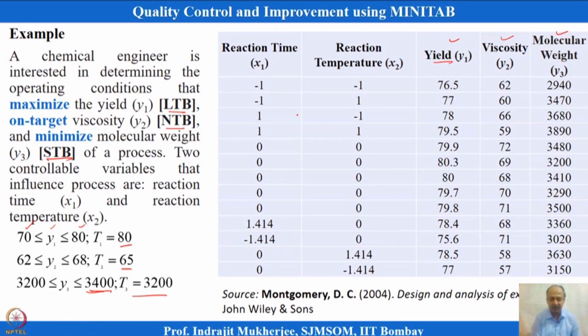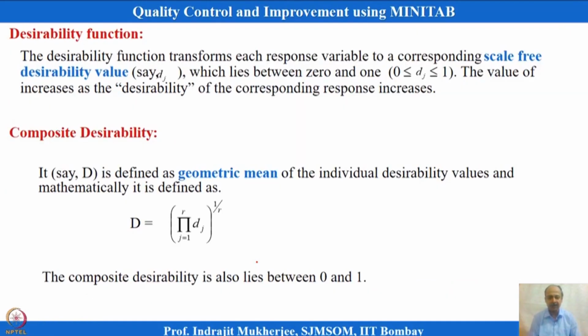This is a CCD design on which the experimentation was done. We have factorial points, center points, and axial points. This is the experimental setup that we are having, and we are using a composite desirability to reach the optimal solution. MINITAB's response optimizer uses a heuristic to solve the multiple response problem, and it will give you the final setting of x1 and x2.